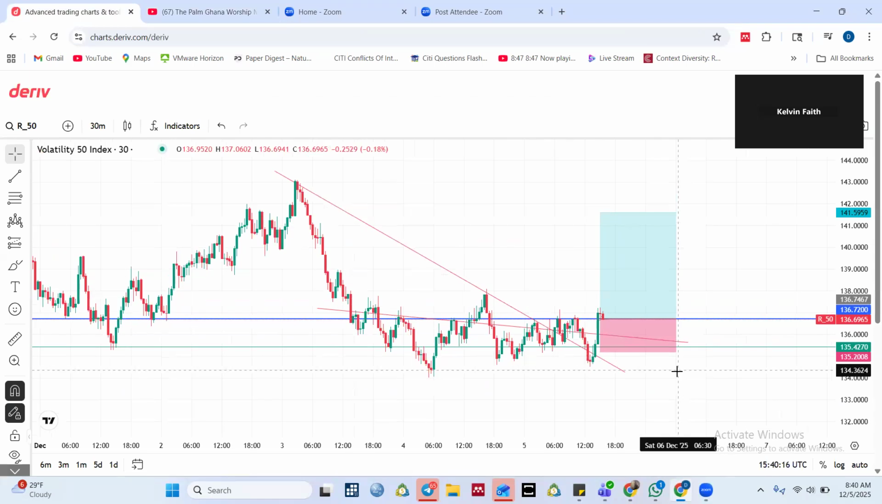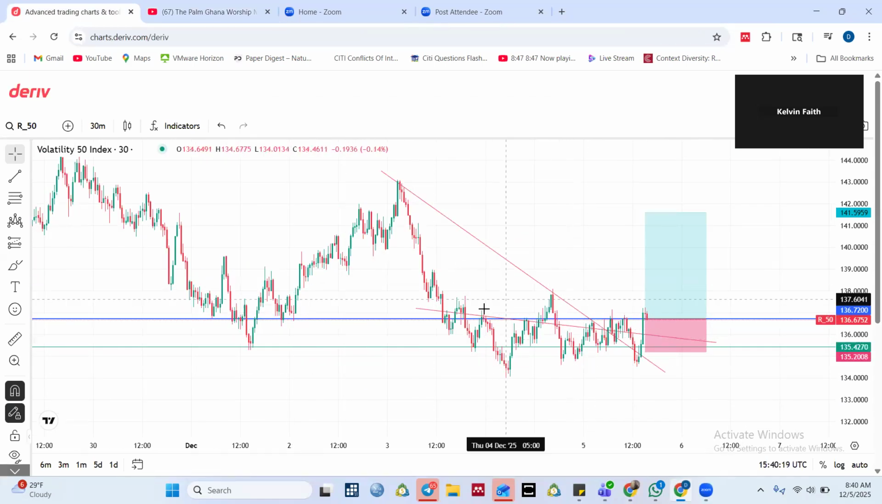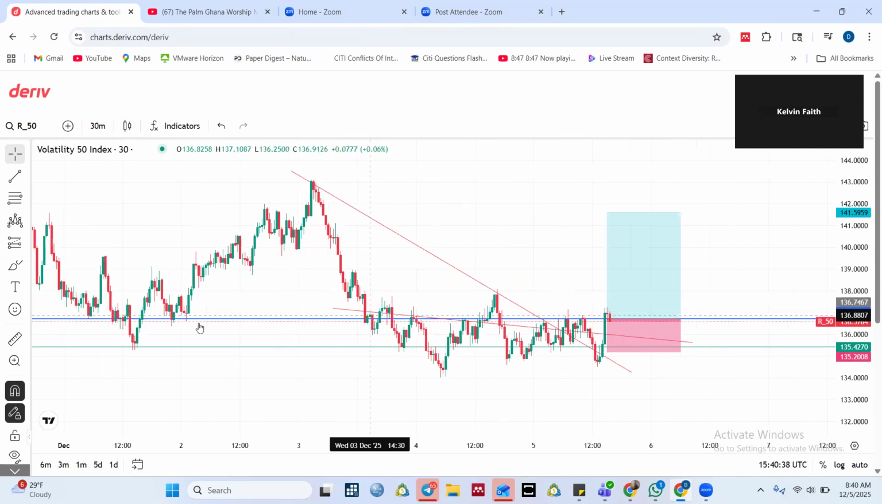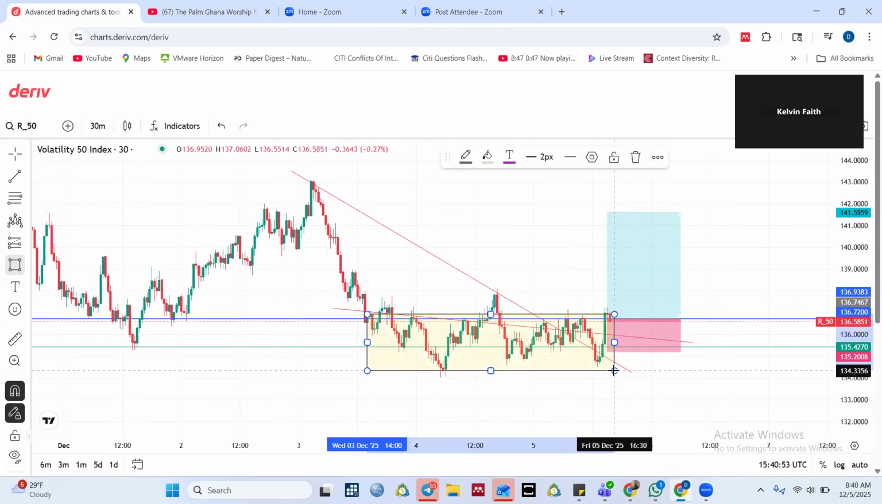This 50 index setup has been playing around for like 2 days now. Always it comes up to the entry, then goes back, hits the entry, goes back. The entry is the blue line. We started framing the buy from here. I started calling for the buy from here, and I've been struggling with it for the past 2 days. See all this activity for the past 2 days.